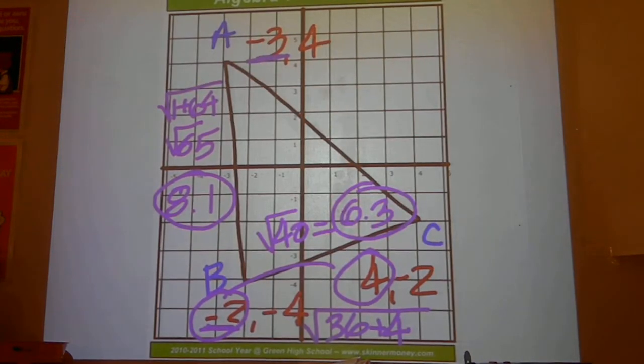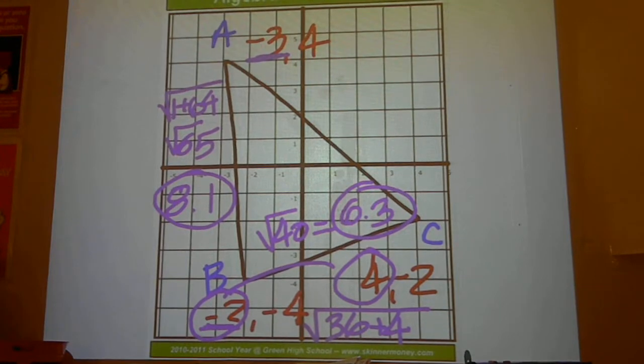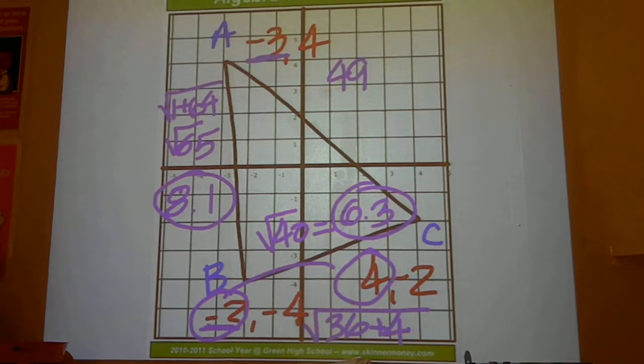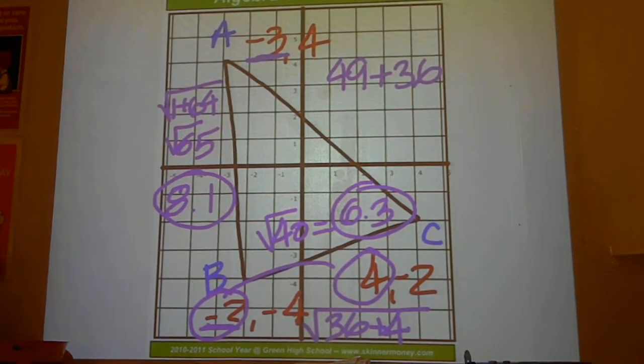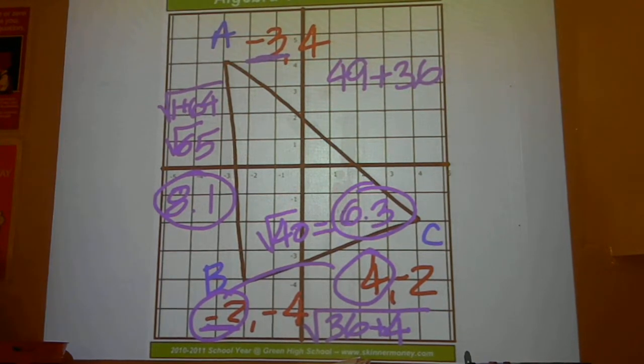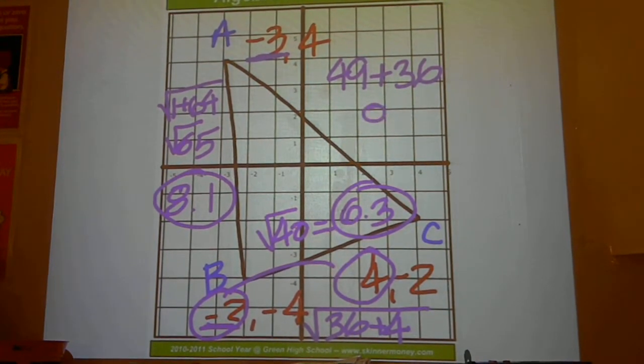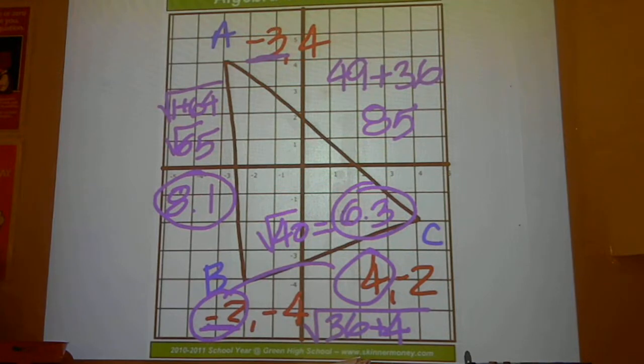Okay, now the last side, A and C. So -3 minus 4 is -7. Square that is 49. And then we'll have 4 minus a -2 is 6. Square that, it's 36. Now add those two together and come up with 85. You want the square root of 85. Square root of 85 is 9.2.